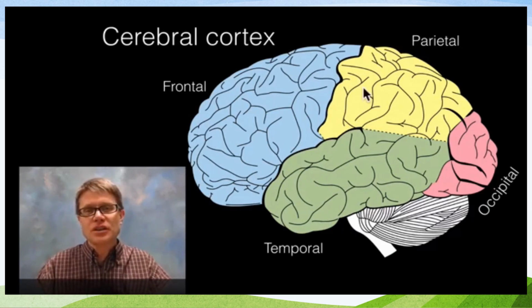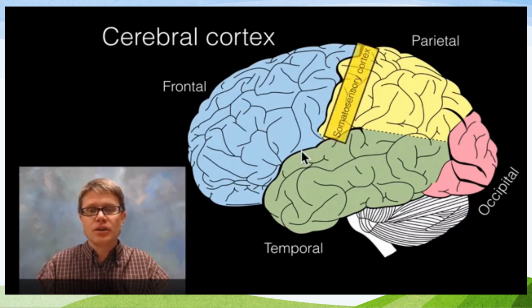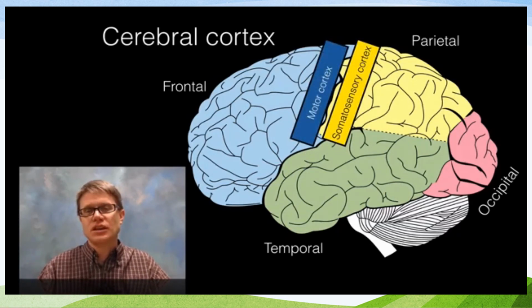Now, there are two other parts in our lobe. So what do we call this area right here and then this area right here? Those are called the somatosensory cortex. Remember, that takes in information, makes sense of it. And then we have the motor cortex, which is sending information out. So those are those 17 structures.